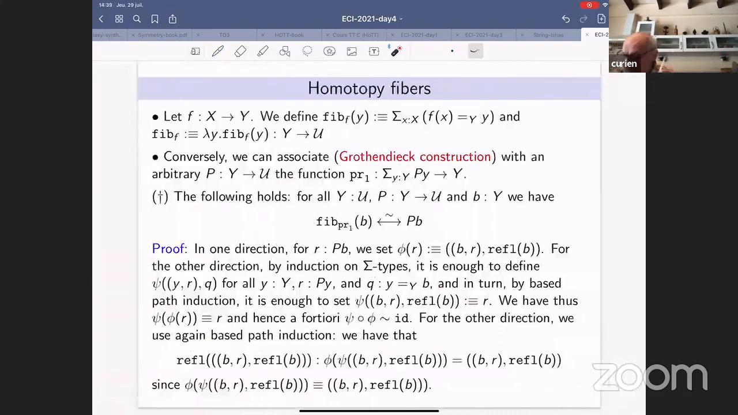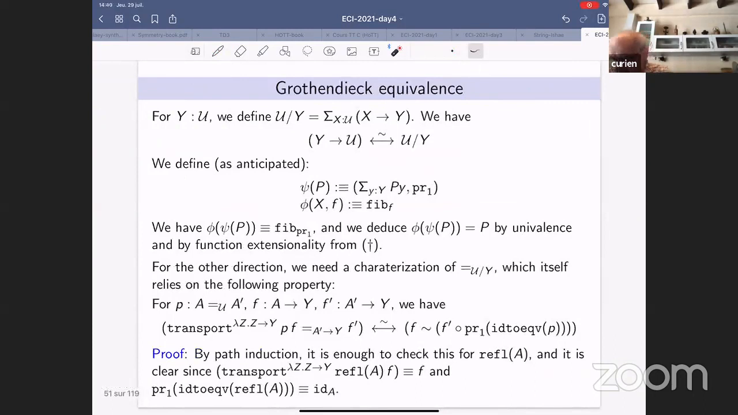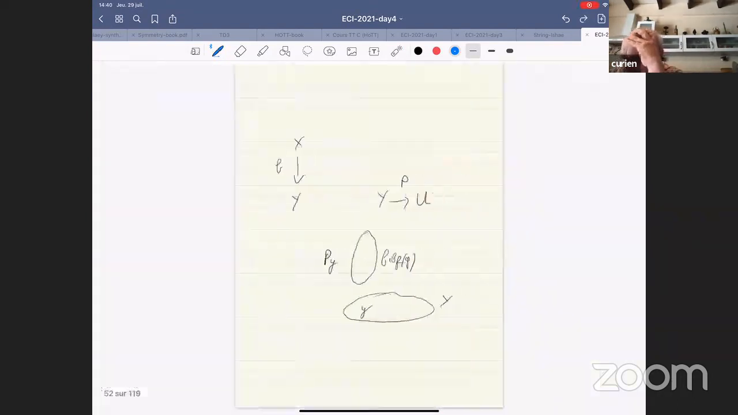Okay, so let me now go back to the review mode. So I want to review a little bit what we have done yesterday. And for this, well, I spent some time to explain to you this theorem called the Grothendieck equivalence. And rather than recalling it formally, I will do a picture, which I regret not having done yesterday.